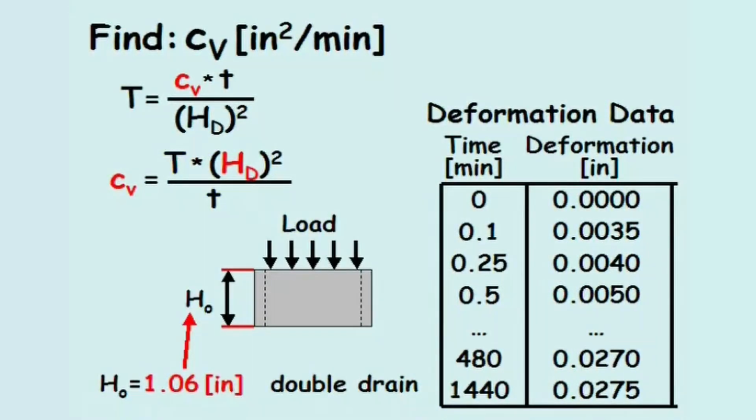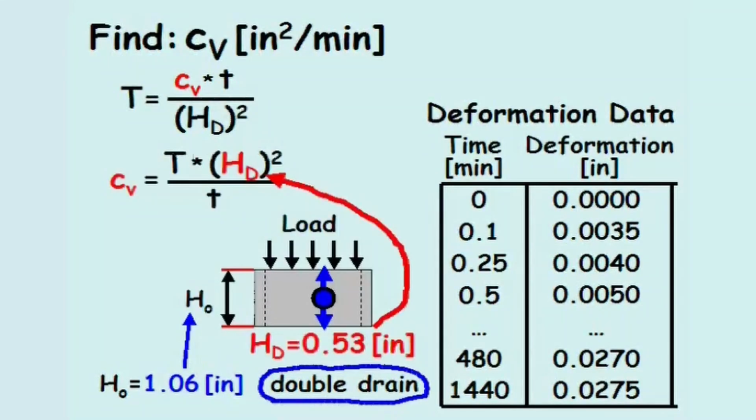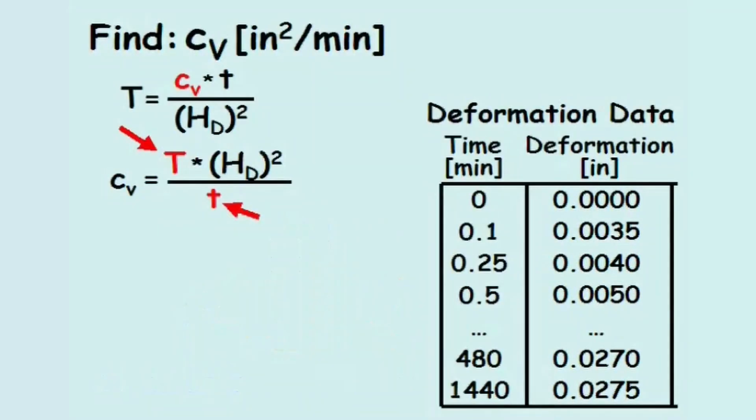The initial height of the sample is 1.06 inches, but since the soil is doubly drained, meaning water can exit the sample through both the top and bottom of the ring, the drainage height is half the total height, or 0.53 inches. Next, we solve for our time factor and duration of settlement.